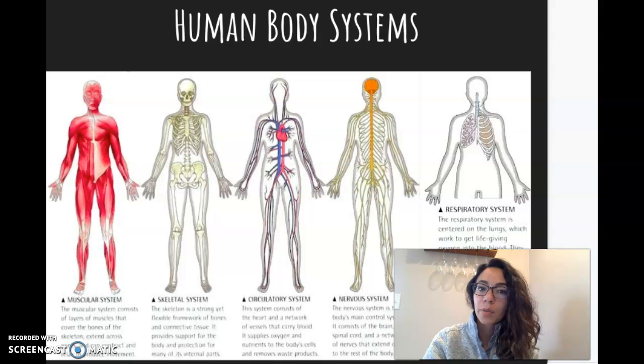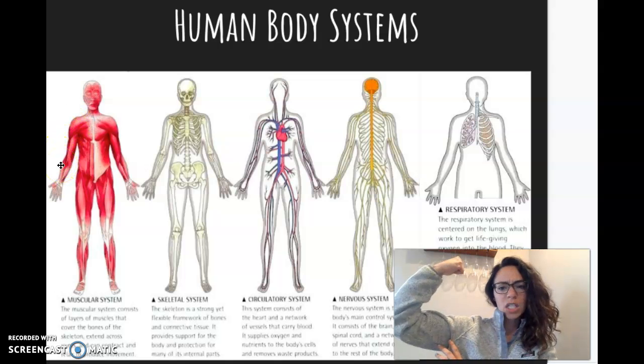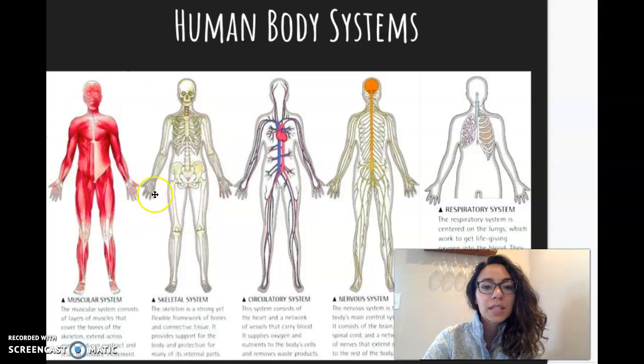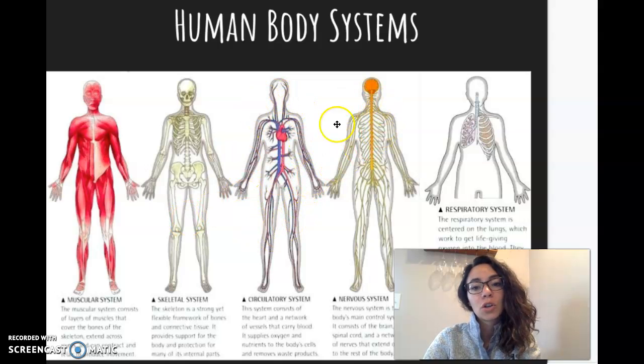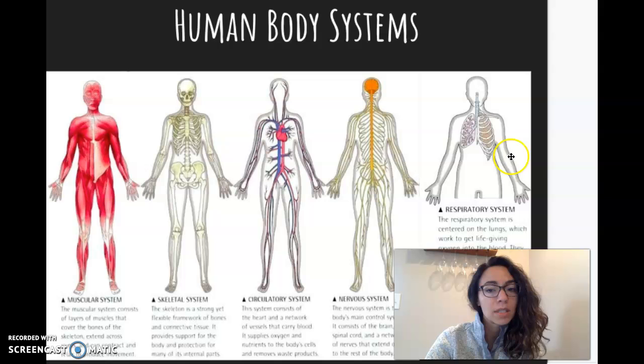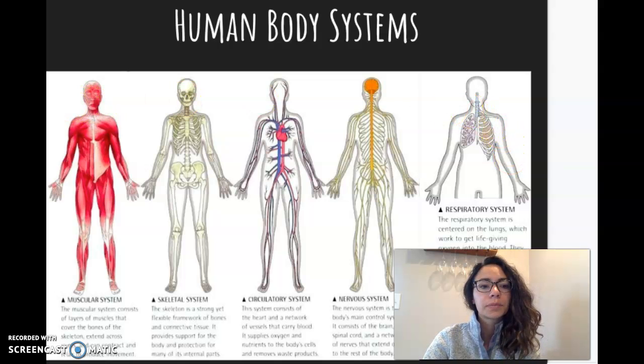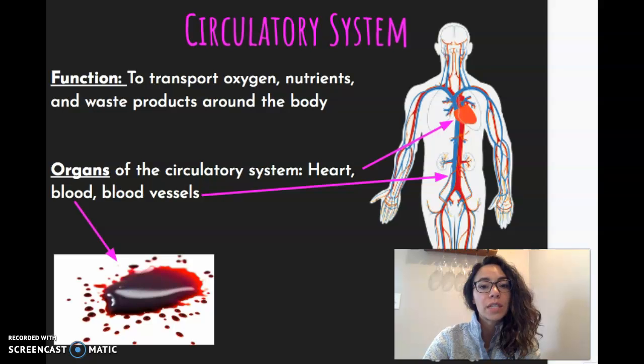We're going to be looking at a couple different systems. The human body has many different systems. We have the muscular system, all of our muscles, our skeletal system, so all of our bones, circulatory system, nervous system, respiratory system, and there's a few more that we're not going to get into in this class. So let's start with the circulatory system.